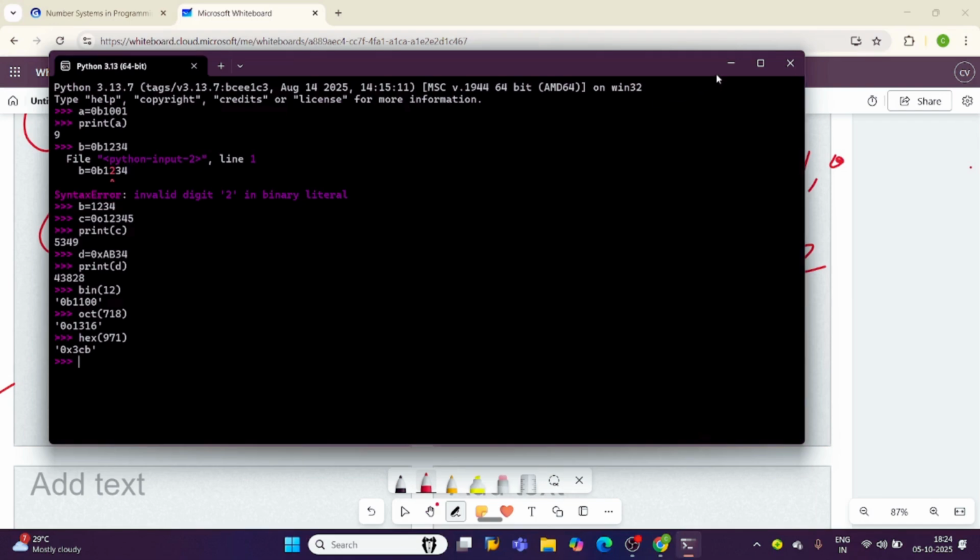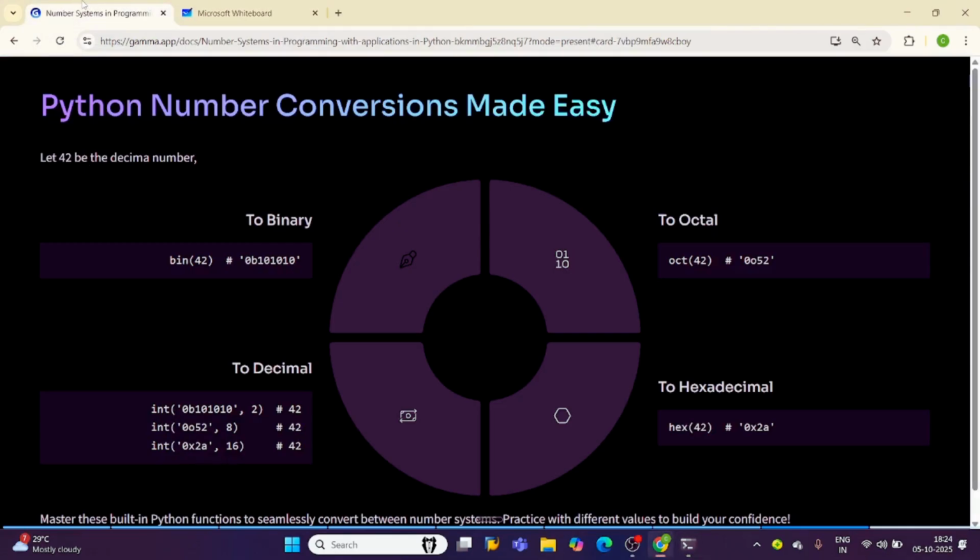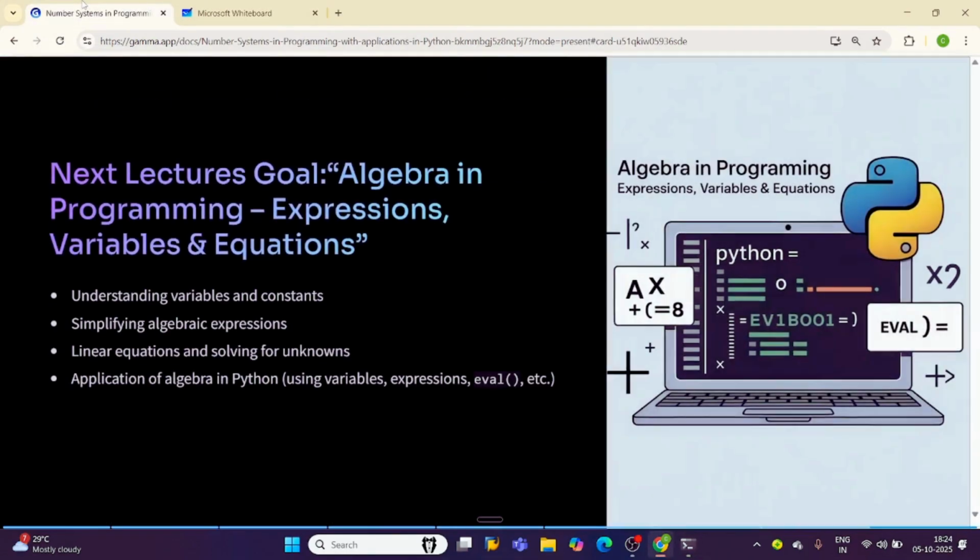This is the final part of today's video, which is conversions. In the next lecture I'm going to discuss algebra in programming, which is very essential in future parts, like when you want to learn machine learning and data science.